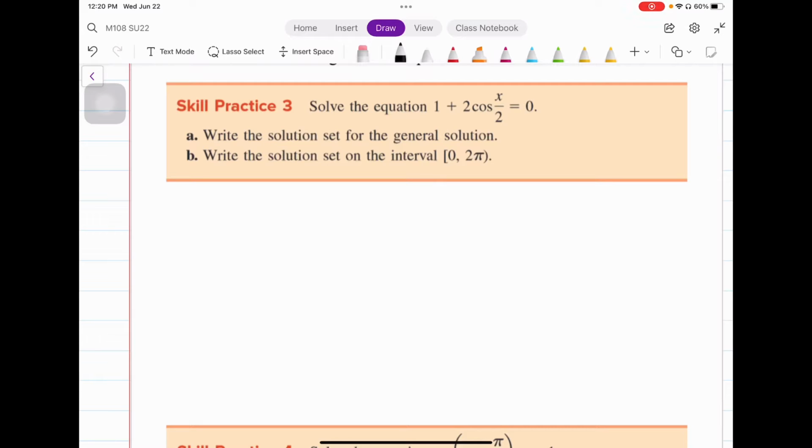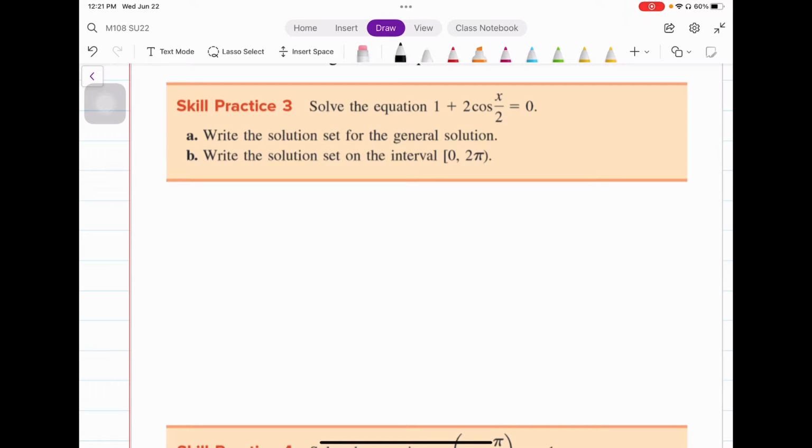Similar to the multiple angle, we have a half angle now, and so we want to find our general solution first, and then on the interval. It's easier to find the general solutions because then we can plug in n equals 0, 1, and 2 to find it on the interval. So notice that in questions 2 and 3, we found the general solution first and then on the interval, whereas in question 1, we found the interval first and then the general solution.